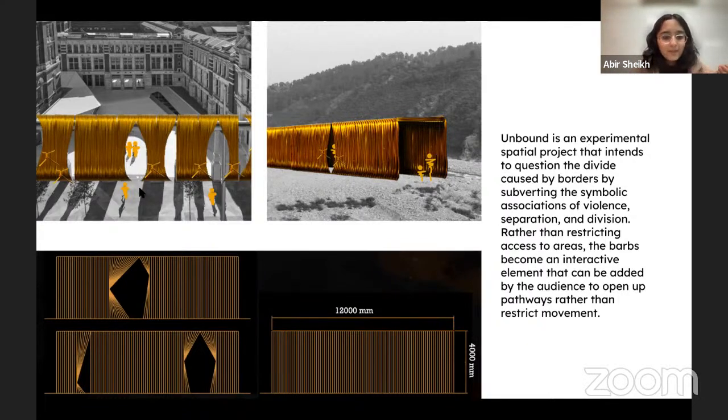So what happens when this idea of a barbed wire is completely flipped on its head? Now this is not a thing to create division and borders, but the barb is added to create pathways. And this is again the same idea: I took barbed wire and completely decoded and deconstructed it.